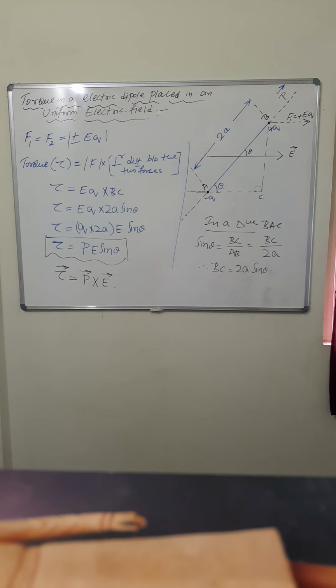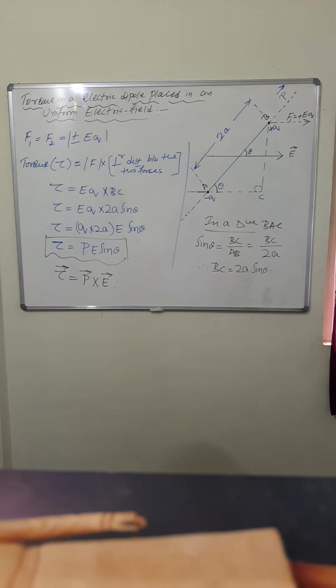Observe carefully, F1 is along the positive x-axis, F2 is along the negative x-axis. The perpendicular distance between F1 and F2 is BC. Therefore, BC is 2A sin theta from the right angle triangle BAC. What is Q into 2A? Q into 2A is what is called dipole moment.